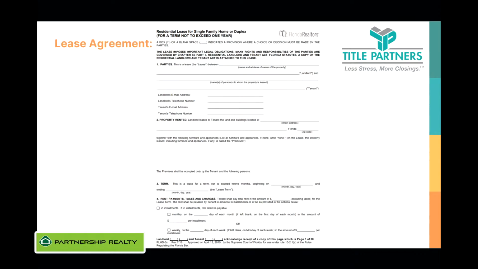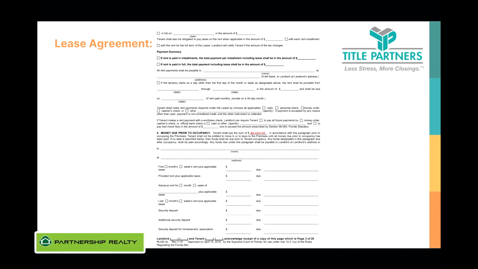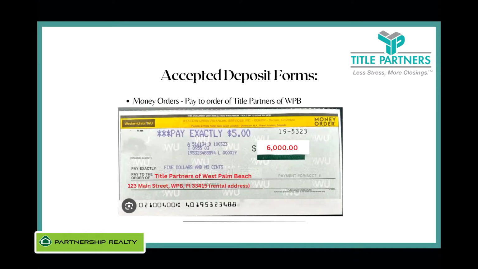This is what the lease agreement looks like. It's not filled out, but this is another form that you can bring with you when you're going to make a deposit or you're going to wire a deposit. I don't know if you can see it, but under section 5, you'll see the escrow amount that needs to be allocated there. In this case, we're just putting $6,000.